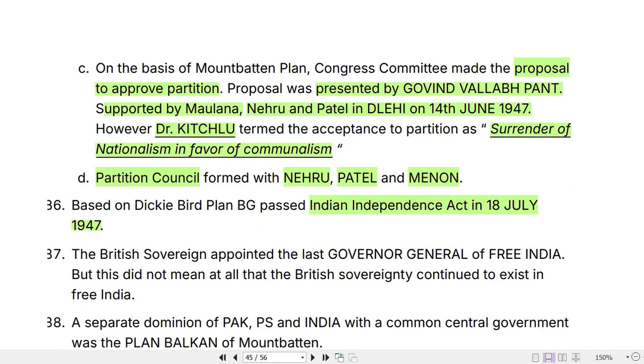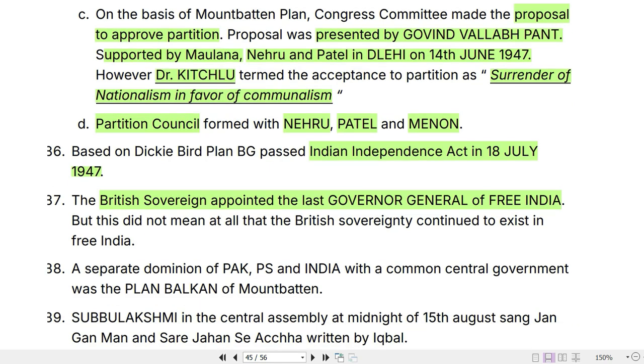The British sovereign appointed the last Governor General of Free India, but this did not mean that British sovereignty continued to exist in Free India. So even after this act was passed and India achieved independence, the British sovereign still appointed the last Governor General of Free India, which did not mean that British sovereignty continued to exist in Free India. Okay, I think it was C. Rajagopalachari, the last Governor General of Free India.